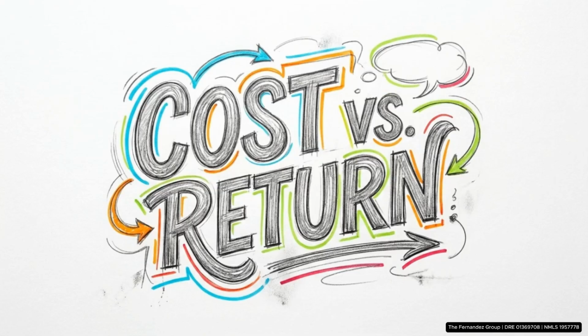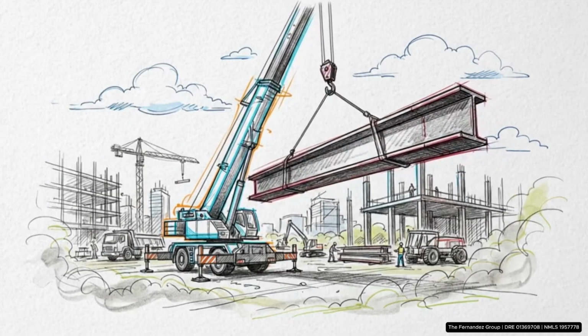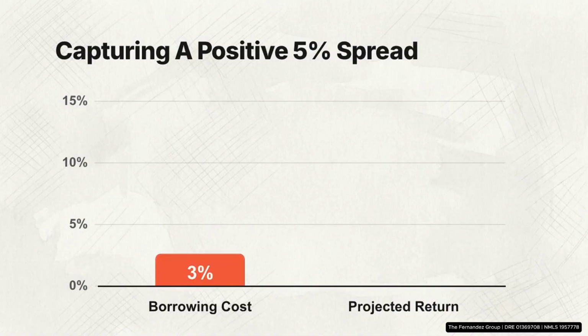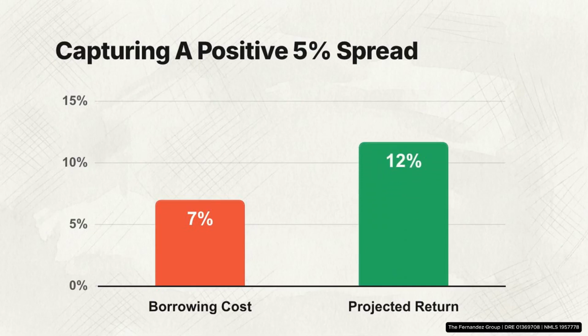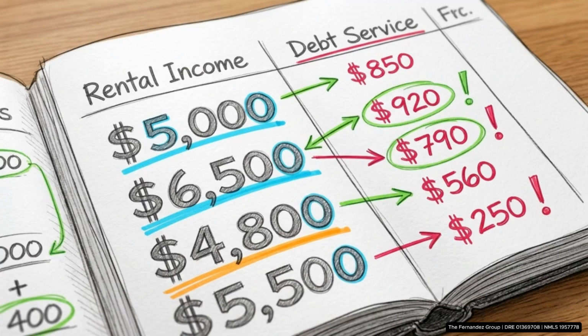Step number 4 is identifying the spread. Capital should only be accessed when you have an investment target that produces a higher return than the cost of the new loan. If a cash-out refinance costs 7%, but your next property acquisition is expected to return 12%, you are capturing a 5% spread. This positive spread ensures the cash flow from the new asset covers the debt service of the capital you extracted.